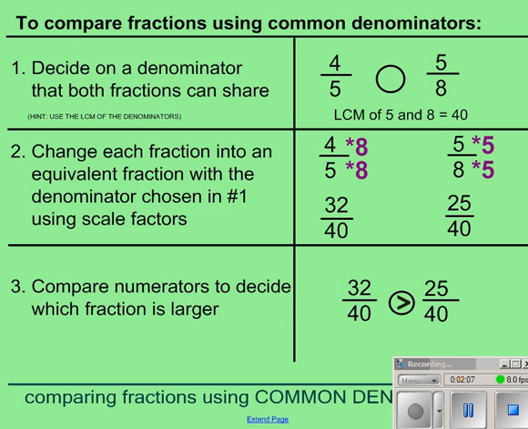All right, so in order to compare it, we would have 5 times 8 is 40. 4 times 8 is 32, so our equivalent fraction is 32/40ths. Over here, we're multiplying by 5, top and the bottom. And if you notice, they did 8 on the bottom and 8 on the top. We have 25/40ths, and we can then say that 32/40ths is larger than 25/40ths.